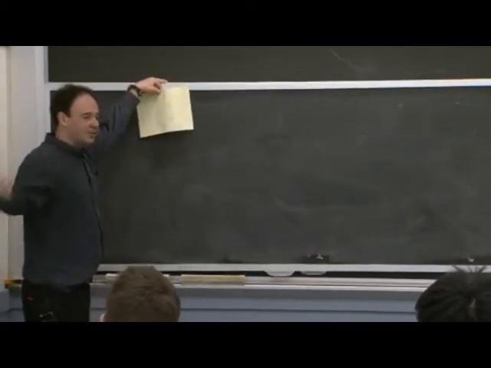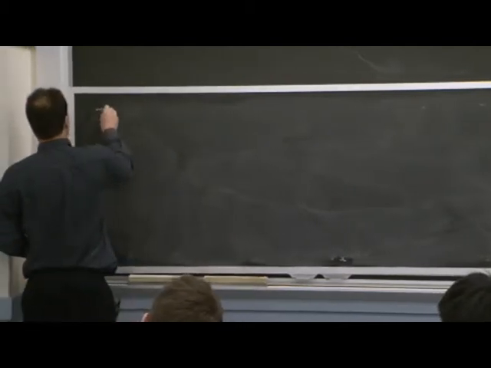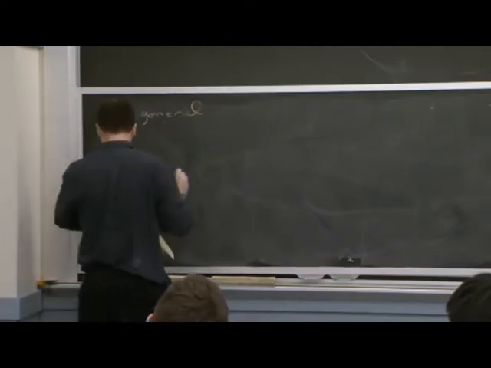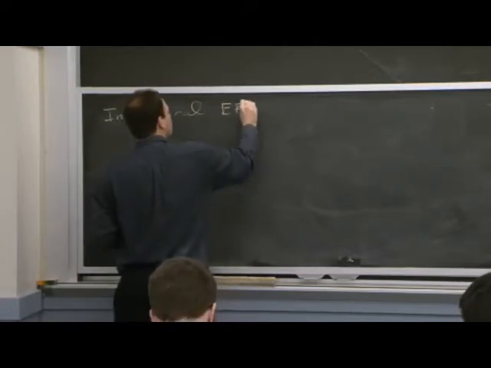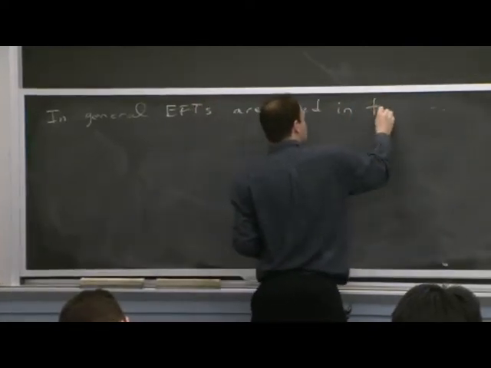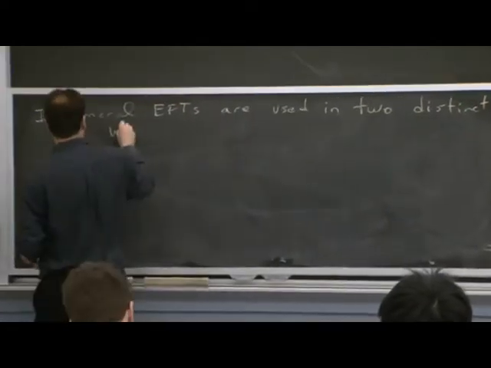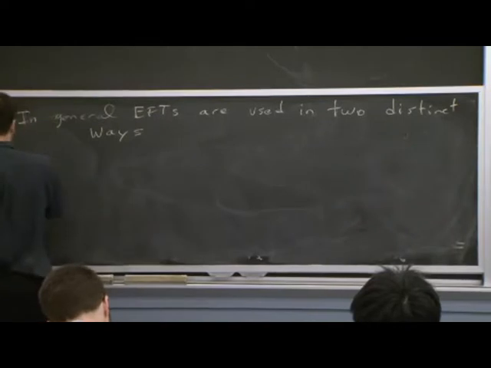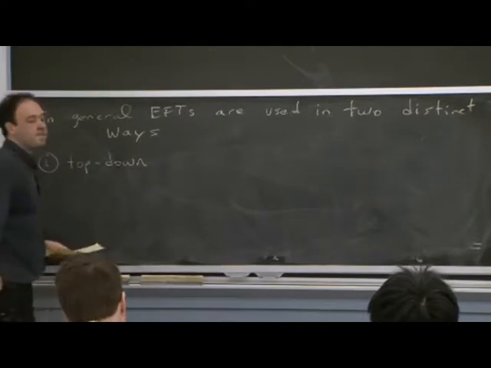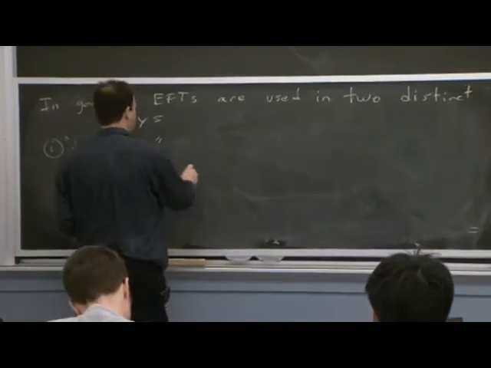Now, if you talk about the categories of effective field theories, if you look at the list that I handed out to you, or the list of things we're going to do in the course, then there's really, in general, 2 ways that effective field theories are used. So the 2 ways are from the top down or from the bottom up. So we'll start with the top down.